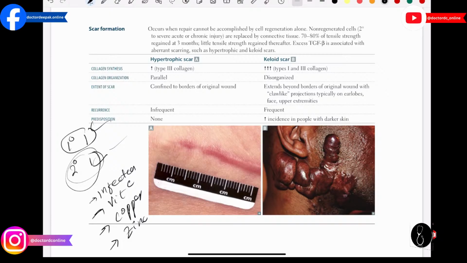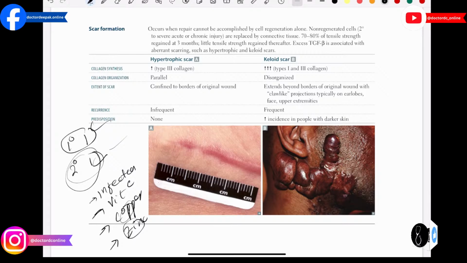Then after that, I already mentioned copper. Copper is very important for wound healing. Why? Because copper is a cofactor for lysyl oxidase. Lysyl oxidase is an enzyme which will cross-link the lysine and hydroxylysine to form stable collagen. So if you do not have copper, your lysyl oxidase will not work and your stable collagen will not form.